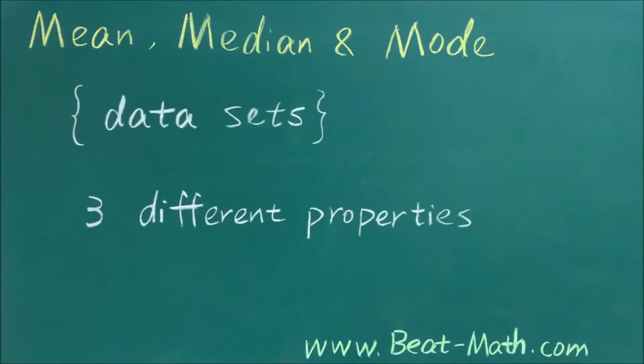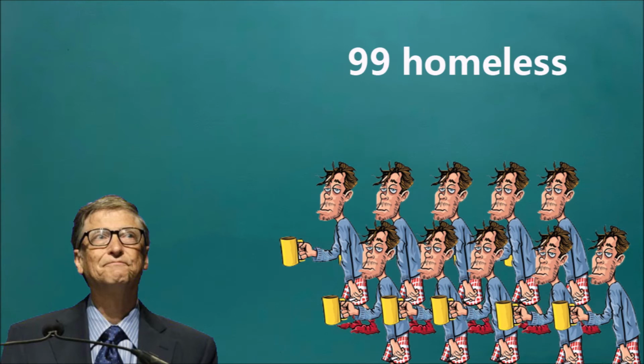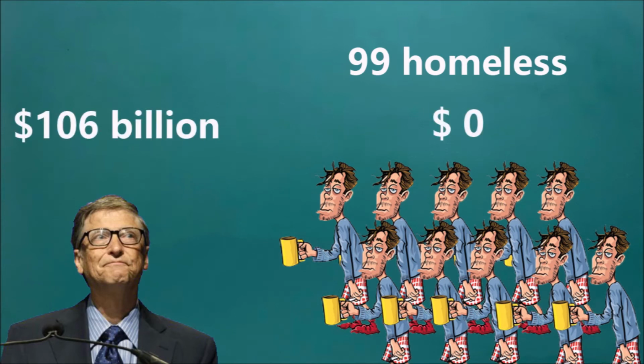There are three different properties of datasets, and they can give us an easy way to understand the information about a dataset. Let's look at an example. A dataset contains Bill Gates and 99 homeless people. Bill Gates has $106 billion, while homeless people have no property. How do we describe the property situation of this group? To answer this question, we need the three concepts we will talk about today.